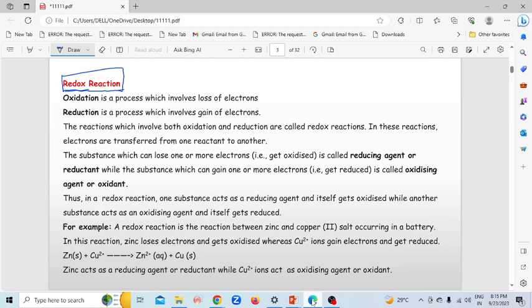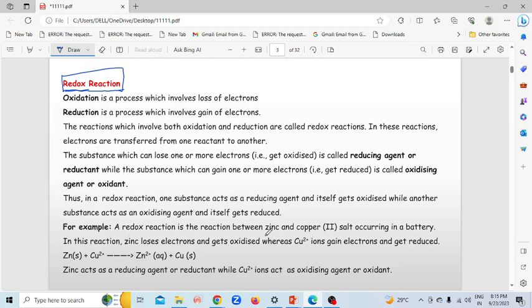Okay, so we should start now. To discuss the electrochemical cell, we should be aware of what a redox reaction is, because it is nothing but part of the redox reaction only.